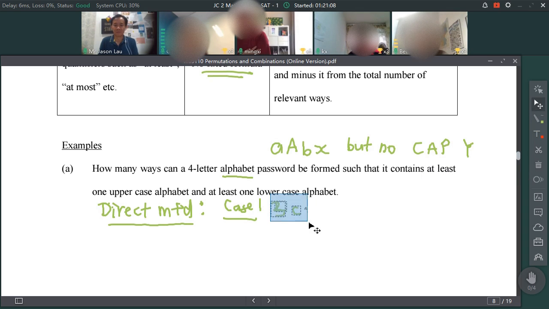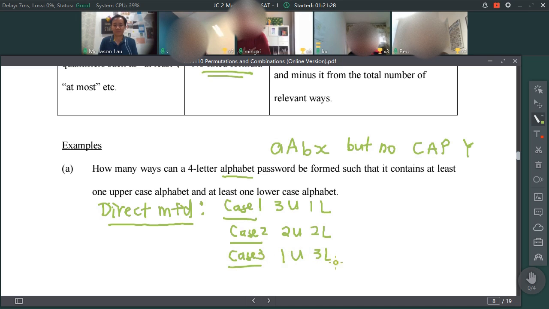Because there can be 3 uppercase, then 1 lowercase, where you separate into uppercase and lowercase. Then it can be 2 and 2. It can be 1 and 3. Then it can be 1 and 3. Okay, we maybe calculate one case now, see how it works.